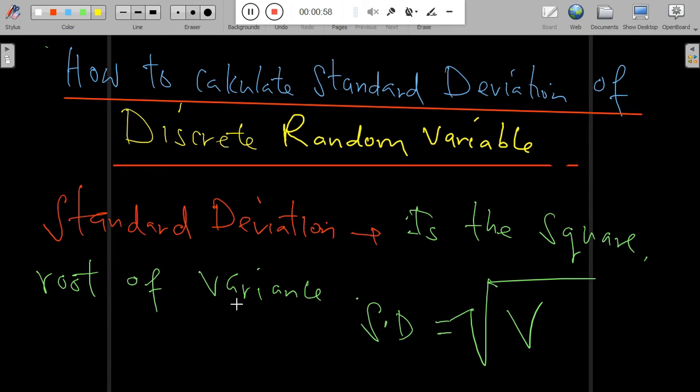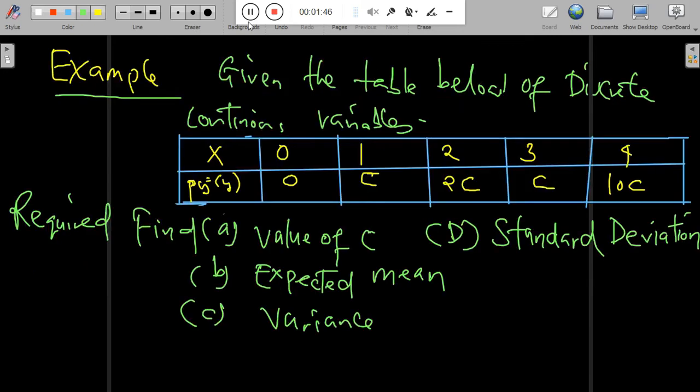Normally the discrete random variable takes values that are countable. It can be 0, 1, 2, 3 and so on. So in order for you to understand how we calculate it, let's look at an example, applying the formula of the standard deviation to a discrete random variable. For example, given the table below of the discrete random variable, we have the values of x: 0, 1, 2, 3 up to 4.